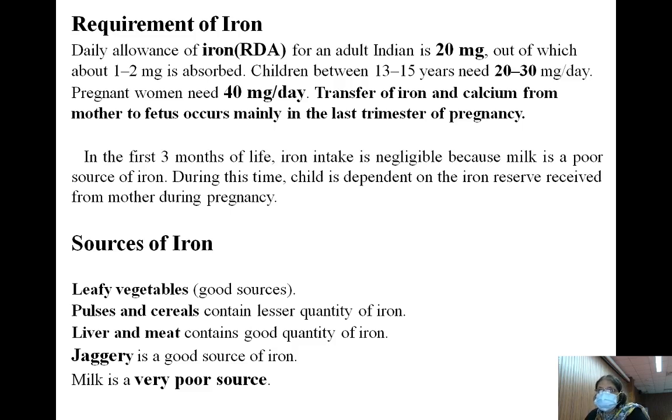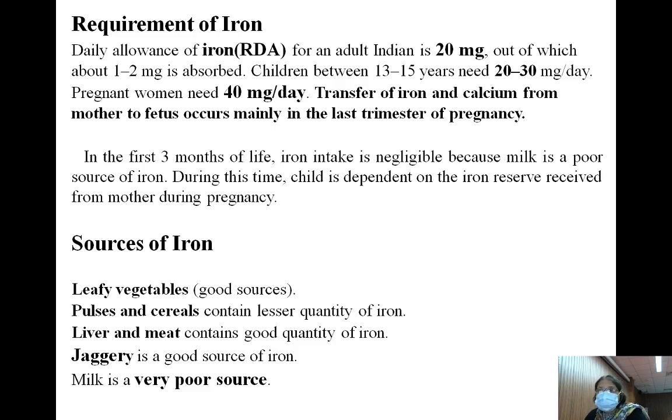In the first 3 months of life, iron intake is negligible, because milk is a poor source of iron. It is a rich source of calcium but a poor source of iron. During this time, the child is dependent on the iron reserve received from the mother during pregnancy. The fetus gets maximum iron via the transplacental circulation in the last trimester. That iron is stored in the baby to fulfill the iron demand in the body in the first 3 months.